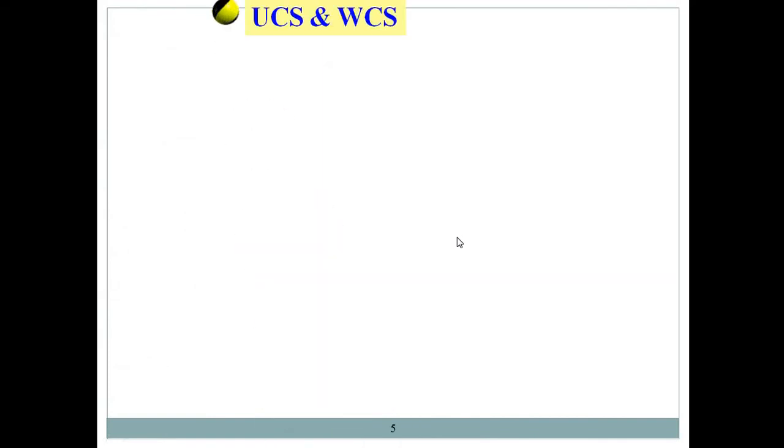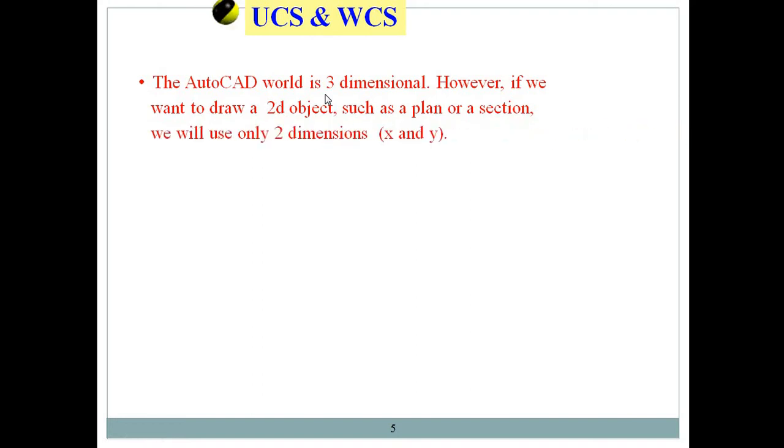Now, we need the difference between the user coordinate system and the world coordinate system. We already explained in the previous object that AutoCAD uses the world in the form of 3D, that is 3-dimensional. Then we also consider a 2D object, that is 2-dimensional, called a plane or section, and we use 2 axes for UCS and WCS, that is the x-axis coordinate system and y-axis coordinate system.